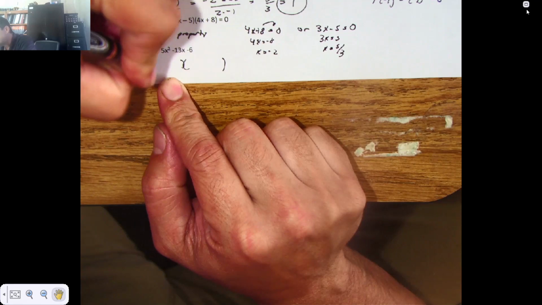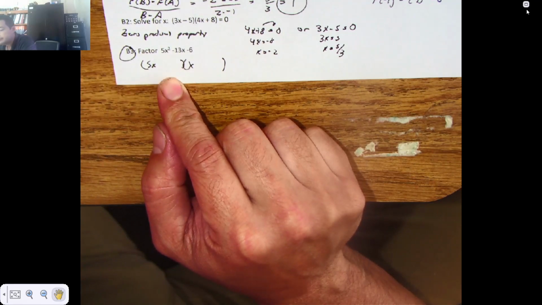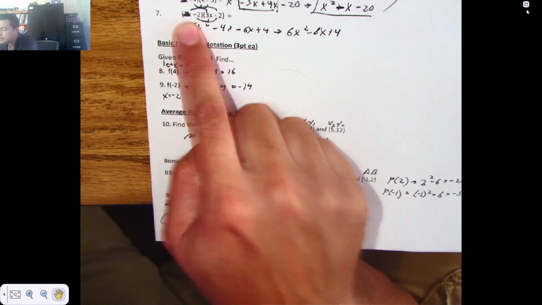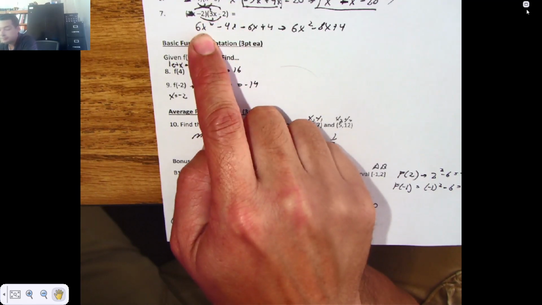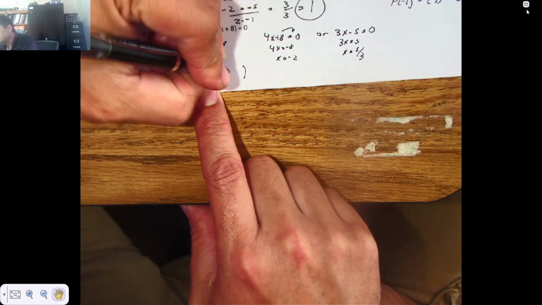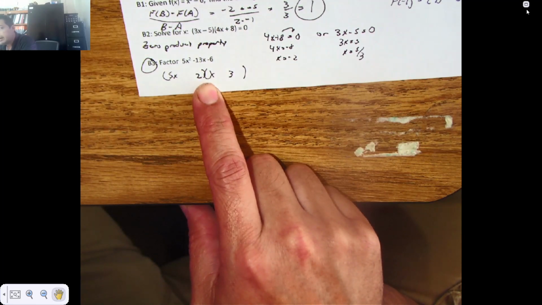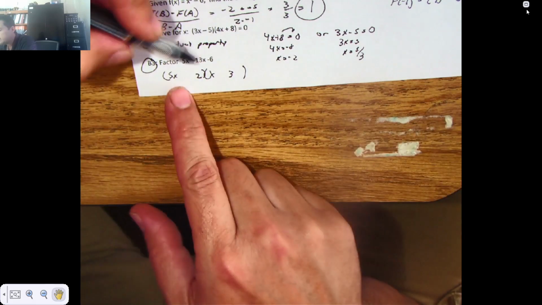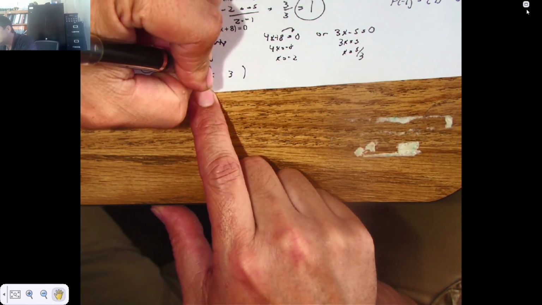It's going to take a 5x and an x to create 5x to the second. Think about that up here. I did 2x times 3x and got 6x squared. Factors of 6 are going to be 2 and 3. Now, I have to make sure that when I do the math that I add to -13. So I'm going to do some little math here.